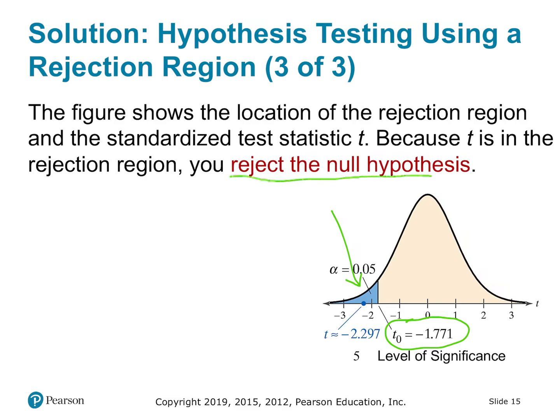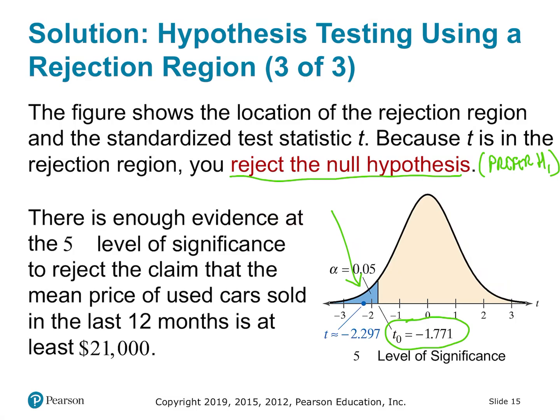So you'll reject H0. But if you happen to prefer HA or H1, I will take that for full credit as well. Just don't say accept. Accept is kind of too strong a word, and then you're really kind of asking me not to give you full credit if you say it that strongly. Okay, there is enough evidence at the 5% level of significance to reject the claim that the mean price of used cars recently sold is at least $21,000. It's definitely less than that, and that's where H1 was headed.